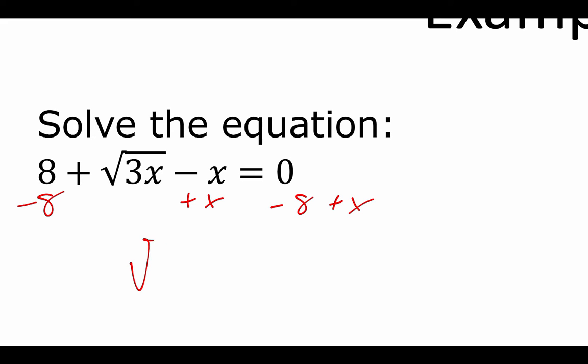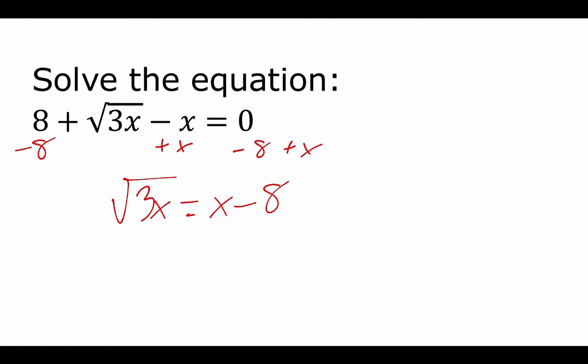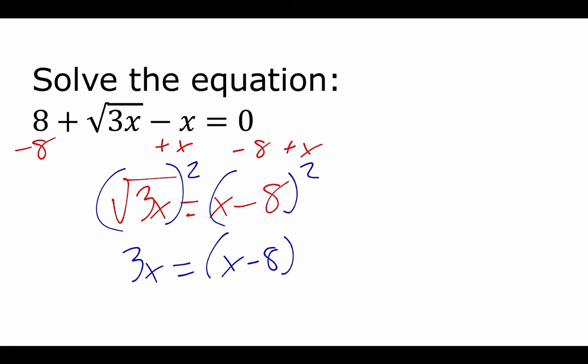So on the left side, we're left with just the square root of 3x. On the right side, we're subtracting 8 but adding x, so we're going to get x minus 8. Now to solve for x here, we got to get rid of that square root, so let's square both sides. So we have 3x over here, and on the right side, x minus 8 squared is x minus 8 times x minus 8. To clean up that right side, we're going to do x times x, giving us x squared.